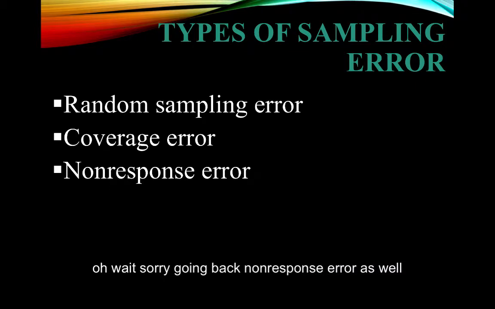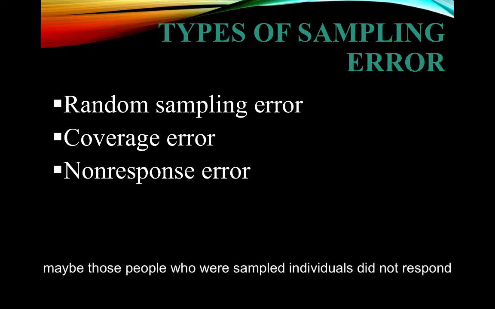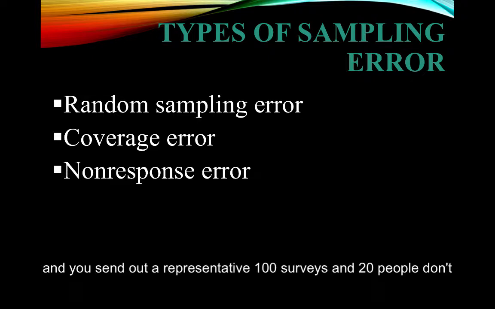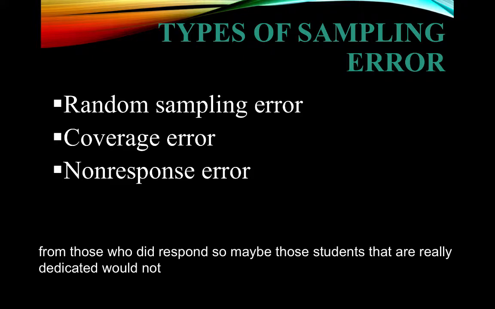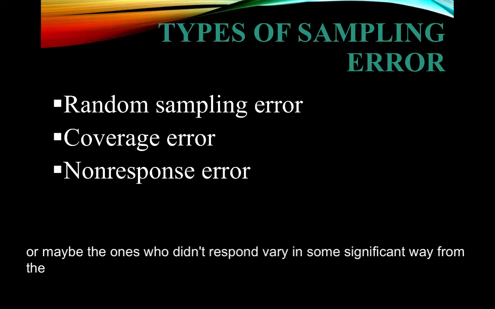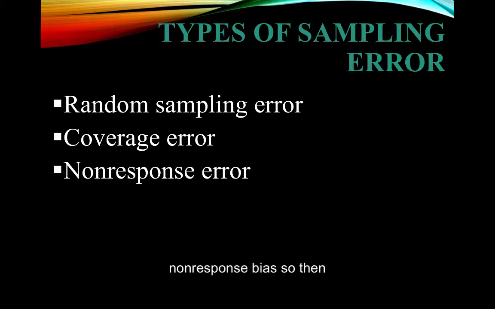Going back, non-response error as well, due to incomplete data collection. So this is really when maybe those people who were sampled individuals did not respond. Like, let's say you administer a survey to Cal State Fullerton students and you send out a representative 100 surveys and 20 people don't respond. Maybe they somehow differ systematically from those who did respond. So maybe those students who are really dedicated would not respond because they don't want to take too much time away from their studies to participate. Or maybe the ones who didn't respond vary in some significant way from the sample that did respond. So again, this is called non-response error or non-response bias.